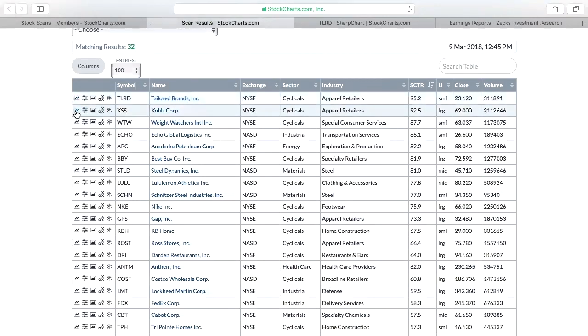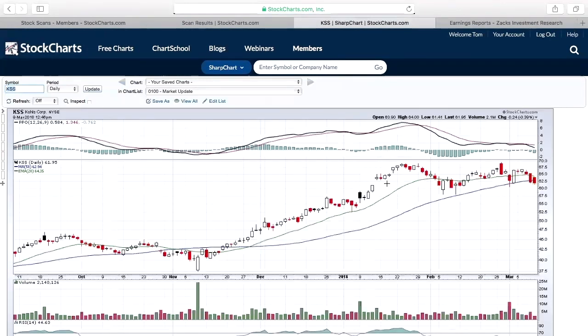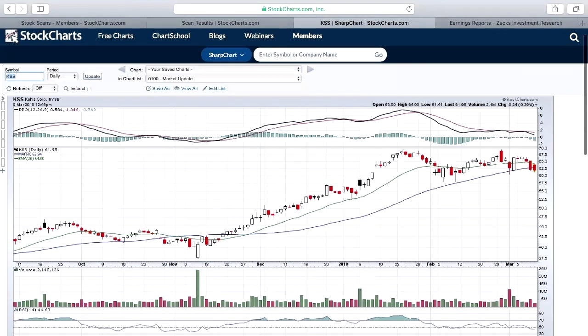Kohl's, KSS, another apparel retailer. And I actually like this chart a lot. Here we've got an equal top, higher lows. We could have an ascending triangle. We might go back down a little bit lower. If this got back down to around 59.5, 60, I'd probably buy it, just because that's solid support off of an uptrend.